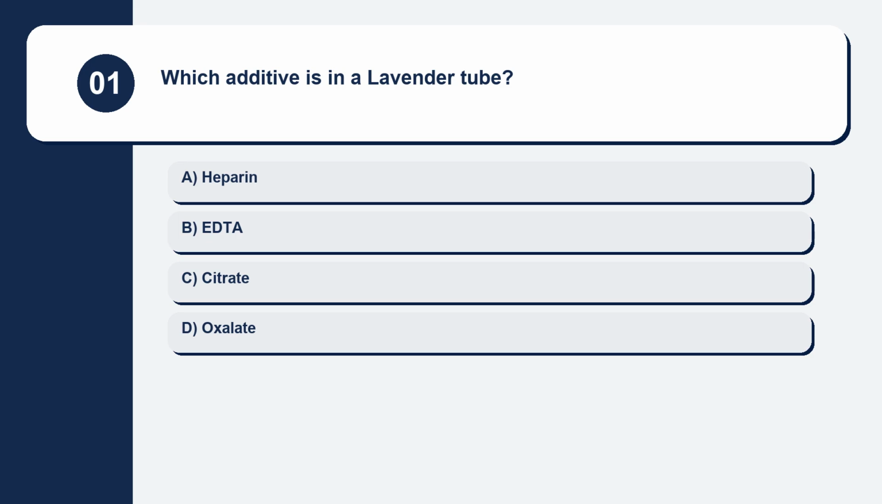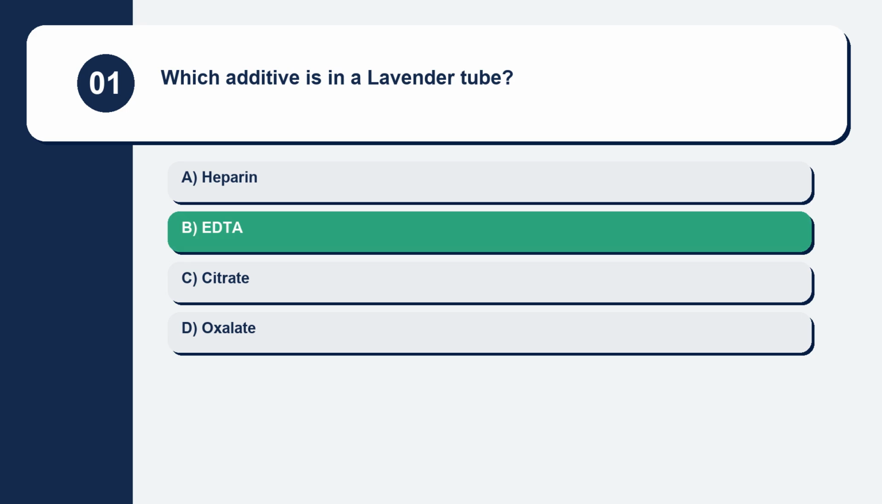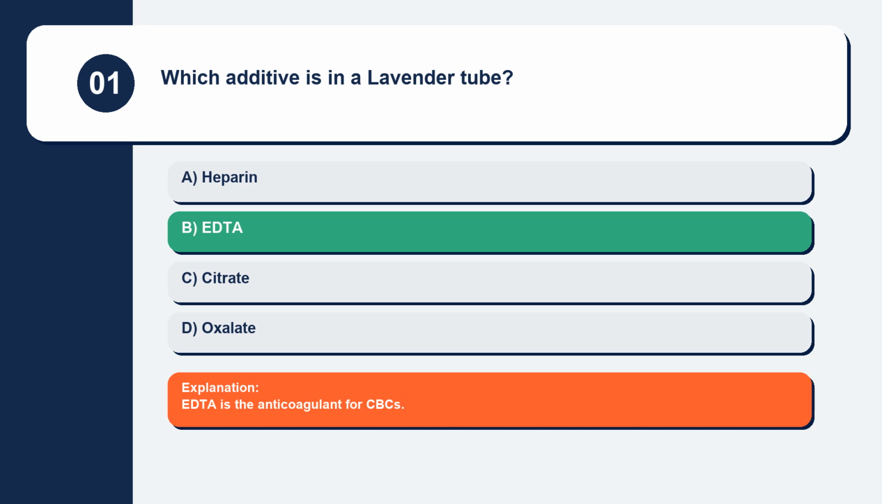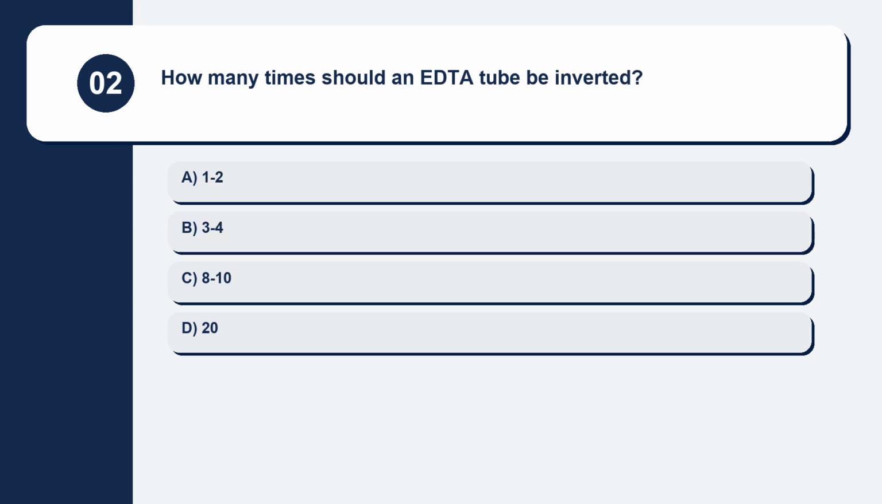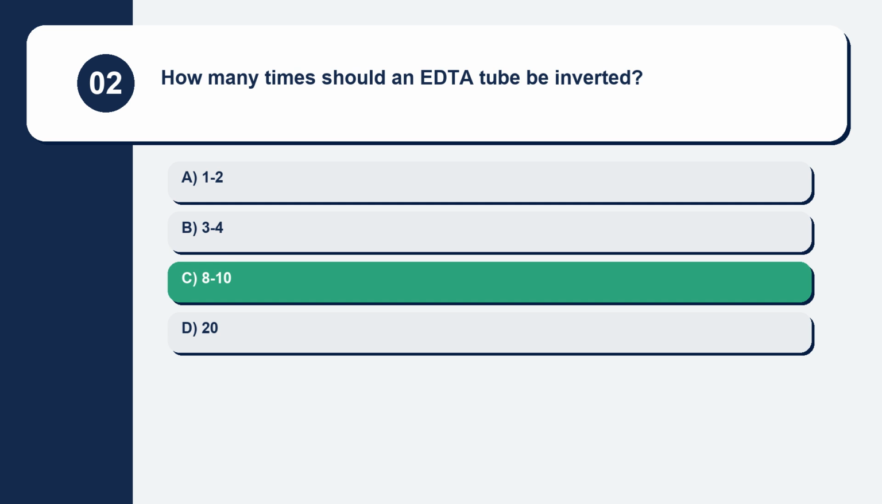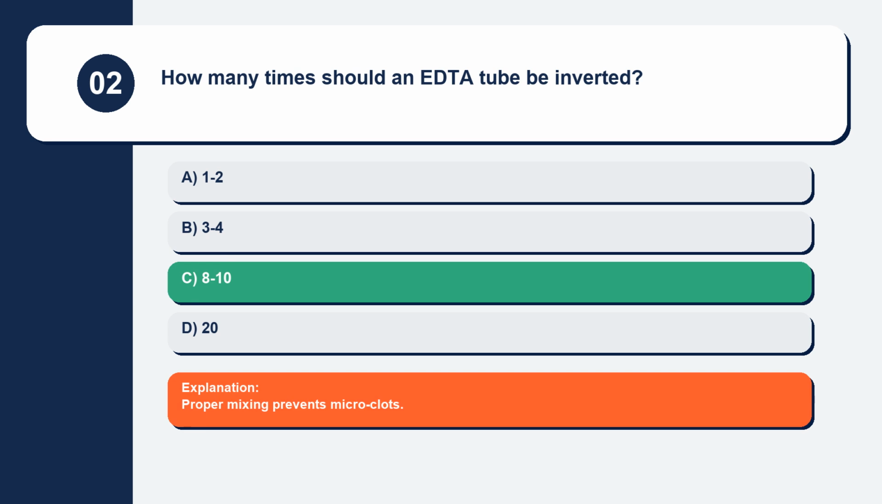Question 1. Which additive is in a lavender tube? Heparin, EDTA, citrate, oxalate. EDTA is the anticoagulant for CBCs. Question 2. How many times should an EDTA tube be inverted? 1-2, 3-4, 8-10, 20. Proper mixing prevents microclots.